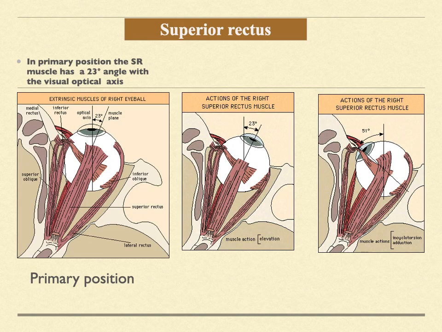Let's go to the superior rectus. In the primary position, we say that the superior rectus muscle's axis is not parallel to the visual axis. The superior rectus muscle has a 23-degree angle with the visual axis, but the superior rectus axis is parallel to the orbital axis. So they are not parallel to each other. The superior rectus is not parallel to the direction of the globe.